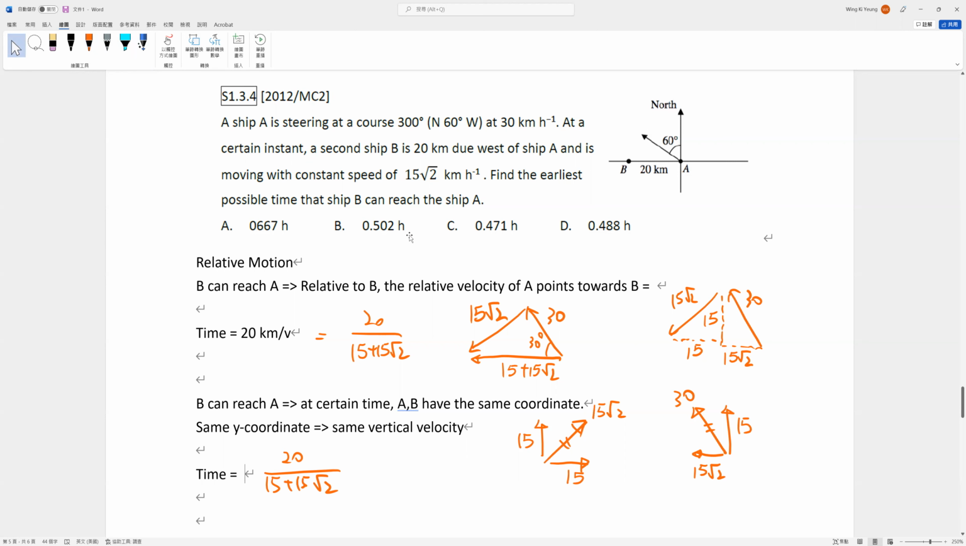Any questions here? Sorry, I think I made a mistake in calculation. Here it should be root 3, not root 2. It should be 15 root 3.